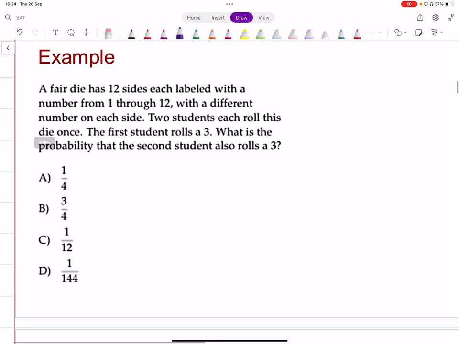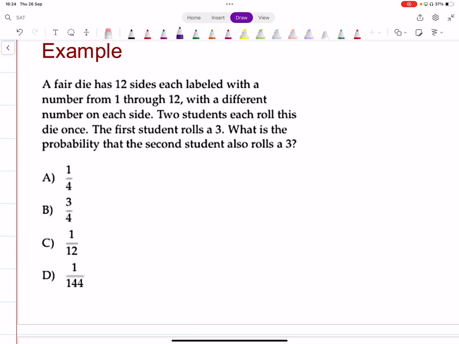A fair die has 12 sides, each labeled with a number from 1 through 12. Die is the singular of dice. They sometimes use this as well.